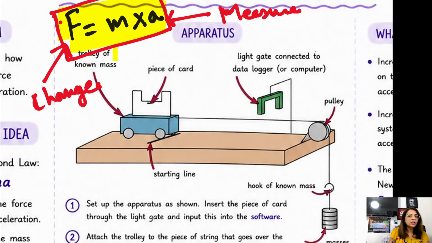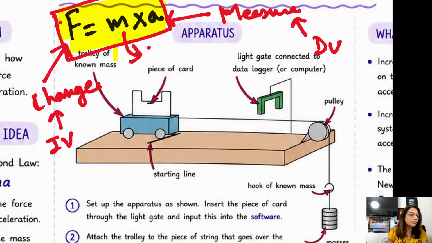Yeah, very good. So the acceleration that we are measuring is my dependent variable. Very good, Scarlett. And the change of the change is my independent variable. Remember, whatever is the remaining thing inside the formula, that will be the control variable. A very important thing to remember. So you need to control the mass.